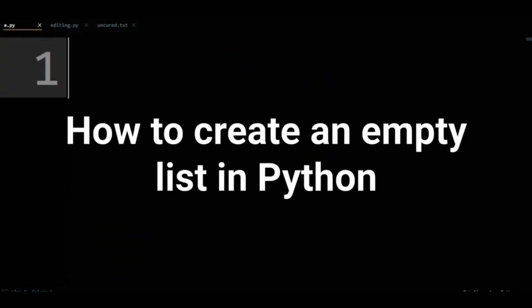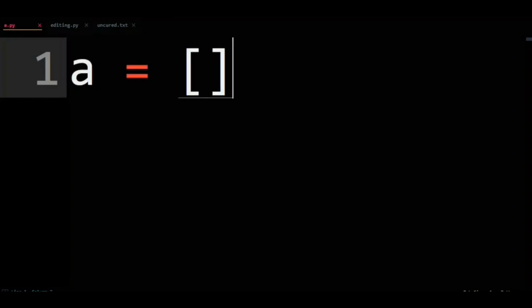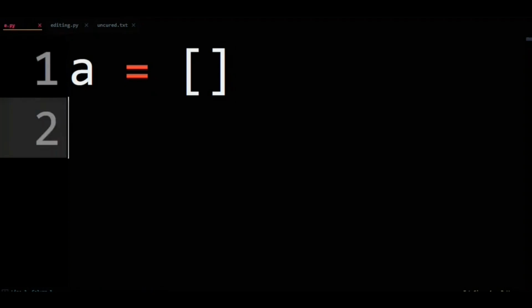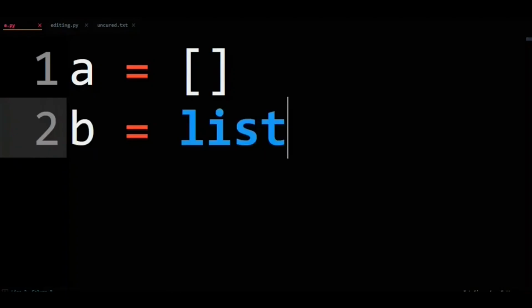How to create an empty list in Python. There are two different ways to create an empty list in Python. The first way is to do A equals empty square brackets. This stores an empty list in the variable A. The other way is to do B equals the list constructor with nothing passed to it. This stores an empty list in the variable B.